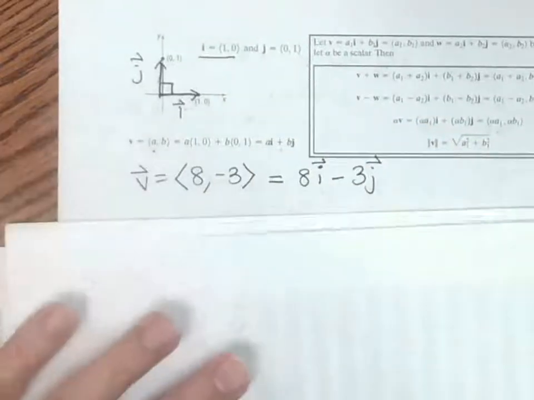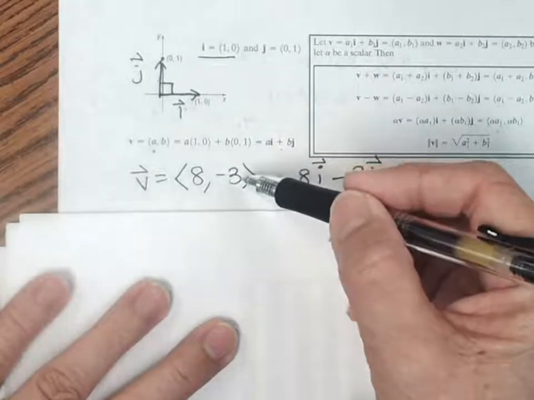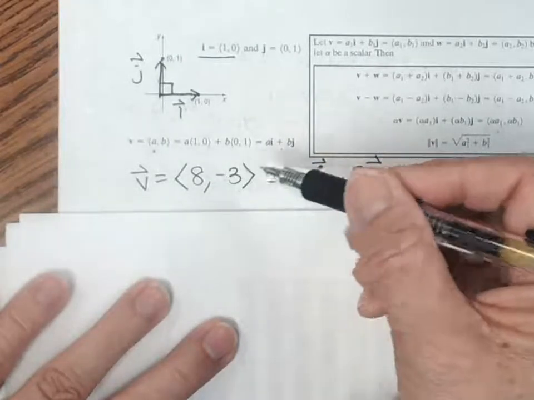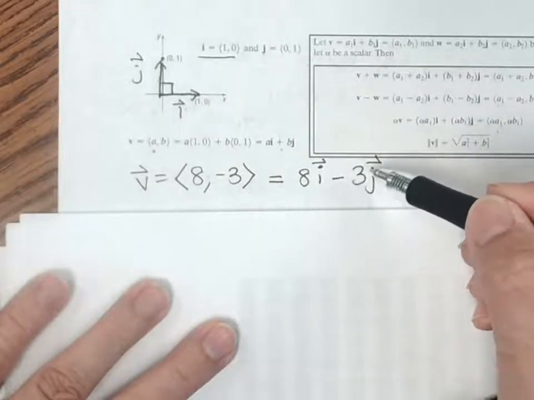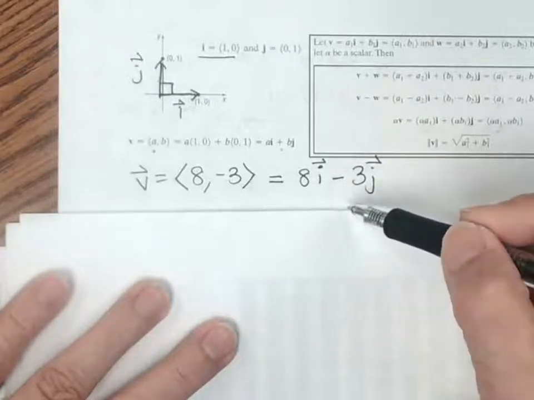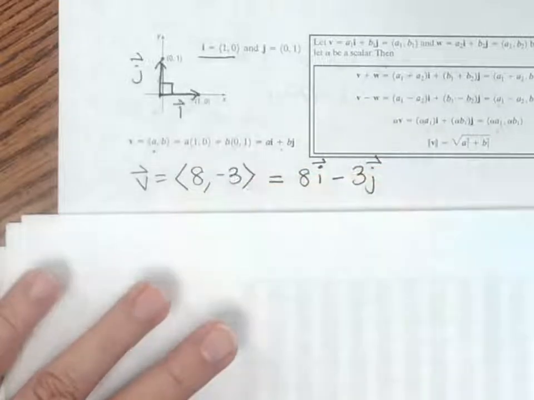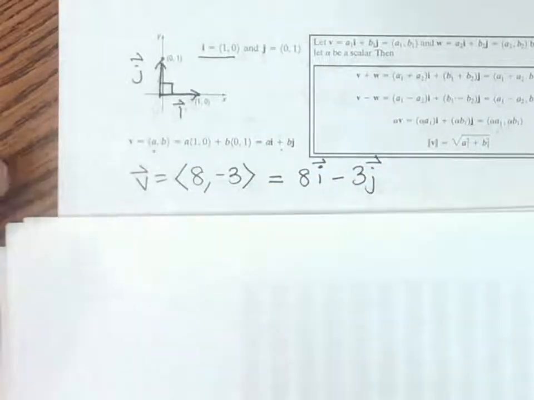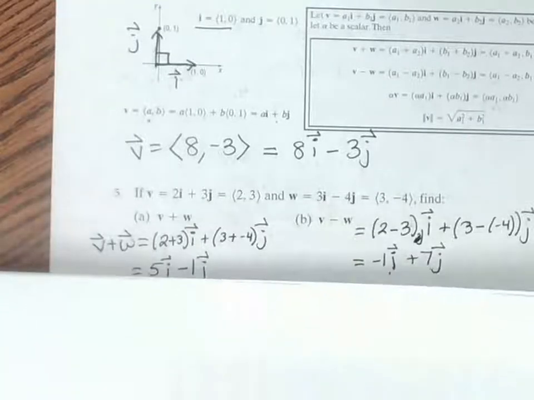And as an example, if I have vector v, which is defined as 8 and negative 3, I can write that as 8 times vector i minus 3 times vector j. So these all mean the same thing, but the nice thing about i and j is they're perpendicular to each other, so it'll allow us to do some trigonometry. So let's go through and take a look at this now.